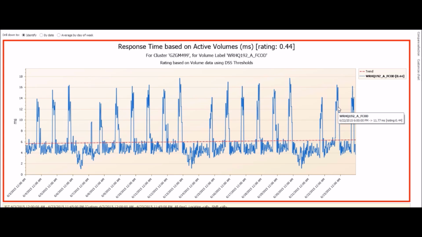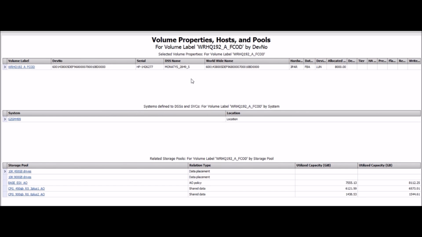By clicking on the line for this volume, we can see more information about the volume and make some potential recommendations on improving the performance. The top of the table shows information about the volume. It is important to note that the allocated usable size of the volume in gigabytes is 8,000.